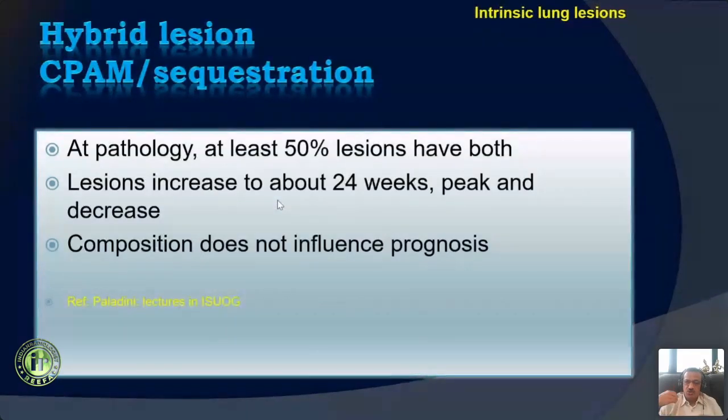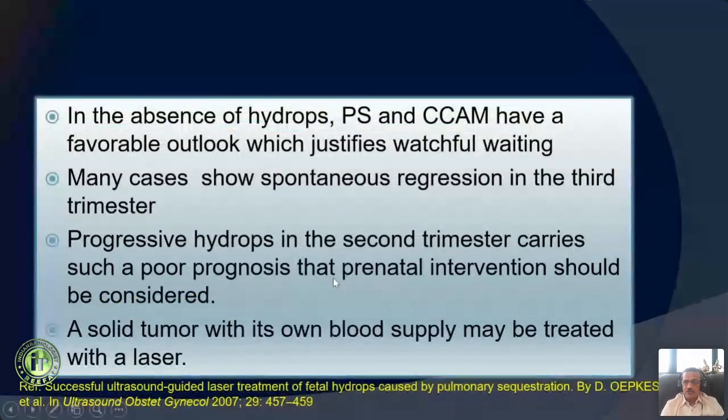Typically, most of these lesions increase until about 24 or 26 weeks, where they reach a peak, and then gradually decrease. That is very important. All of them do that, and therefore very often the composition is not a very important issue. So we all know that what we look out for whenever there is CPAM or pulmonary sequestration is the presence of hydrops.